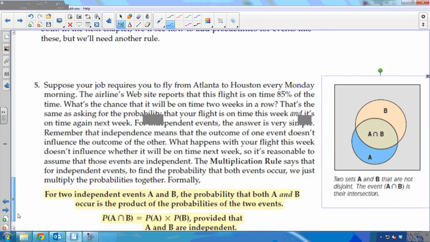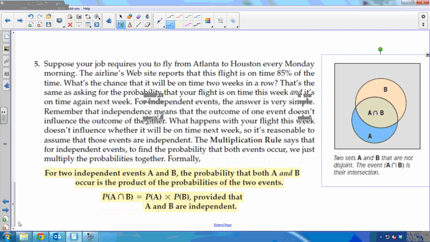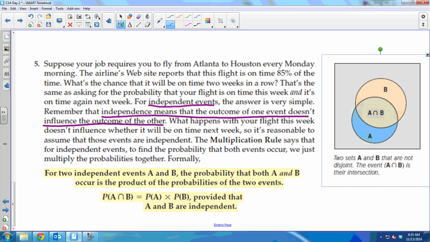All right, last rule is the multiplication rule. The multiplication rule relies on the fact that events are independent. Independence in this case means that the outcome of one event doesn't influence the outcome of the other.